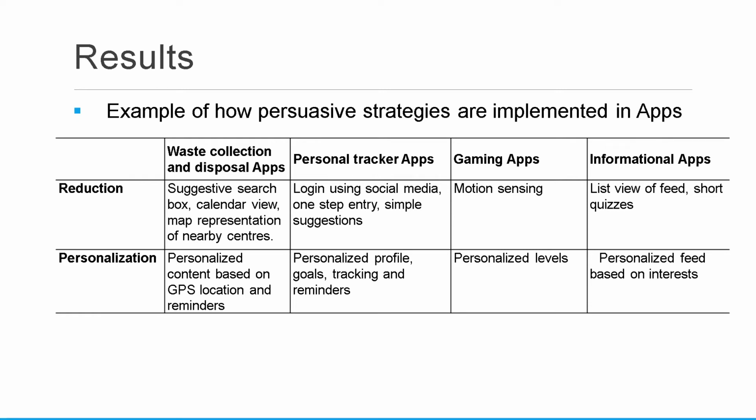For the gaming apps, reduction is employed in the form of motion sensing, where the user just has to shake their mobile phone to move the garbage bin to catch the garbage which is falling from the top. For the personalization, the levels can be personalized based on easy, medium, or hard levels. For the informational apps, reduction is employed in the form of list view, which shows a summary of the feed information which they are getting, and short quizzes. For personalization, they can subscribe to the feeds based on their personal interest.